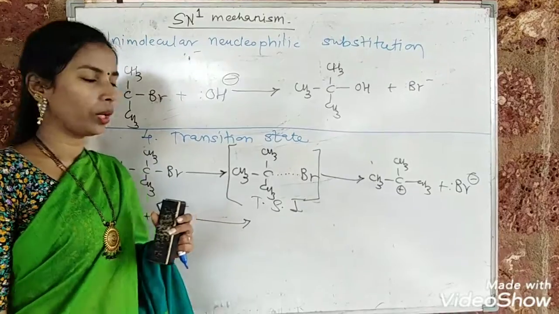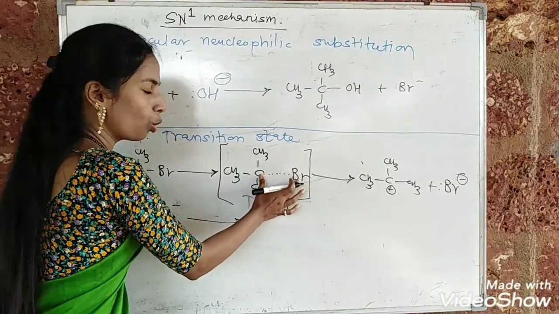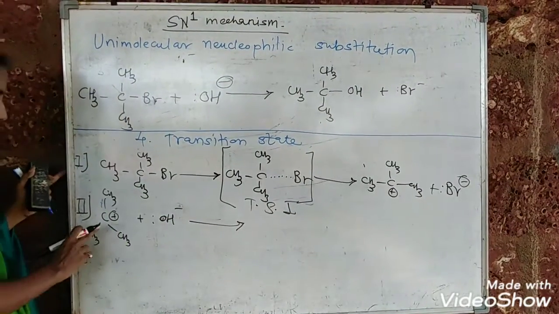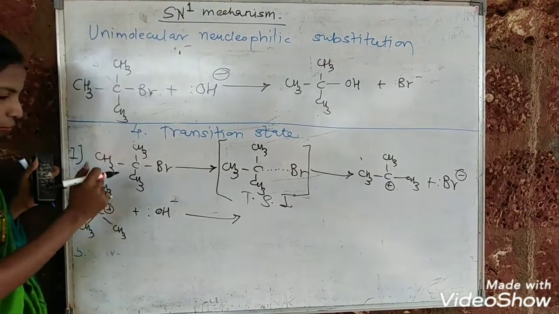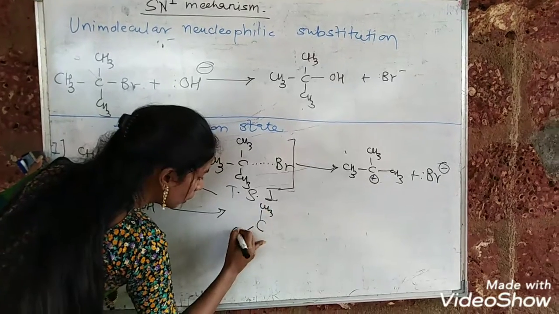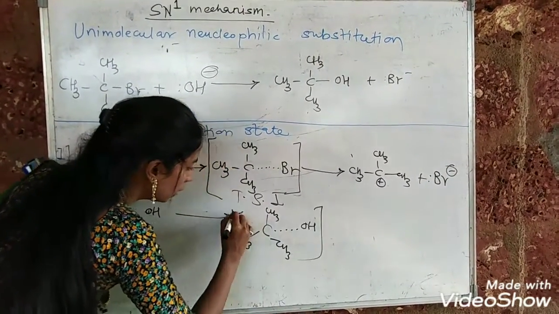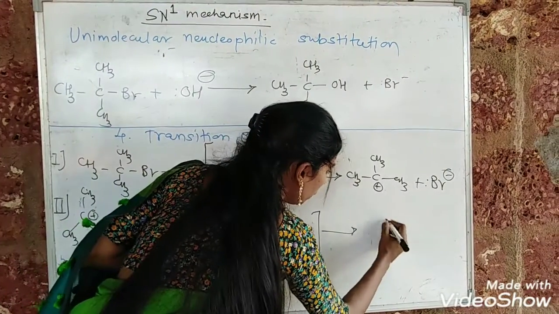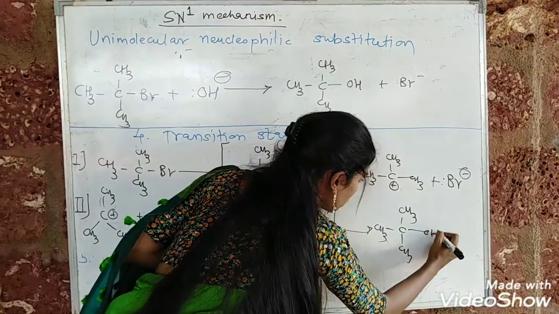This is transition state 1, and in this particular state, this carbon-bromine bond, which is shown dotted, is breaking, and here it is completely broken. In the second step, the OH nucleophile attacks the carbocation, so there is formation of a bond. If we show the formation of the bond, this is the transition state second, and when the bond is completely formed, this is the final product.